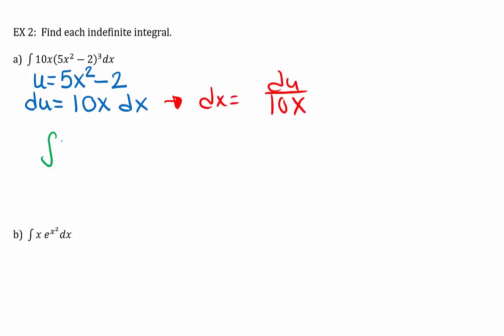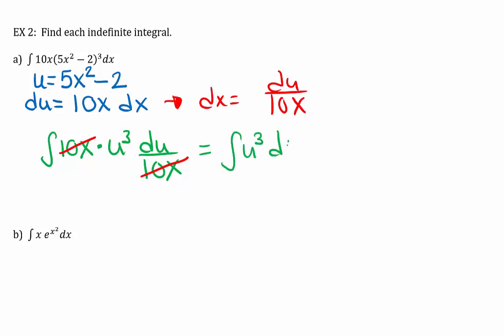So now in my integral, I have this 10x. The 5x squared minus 2, that's my u. So then I have a u to the third. And then I replace the dx with the du divided by 10x. And the goal is to get the integral to have u's in it only, to have no x's left in the problem. And I can tell that the substitution I've chosen is going to work because these 10x's will cancel out, and I am just left with u to the third du.